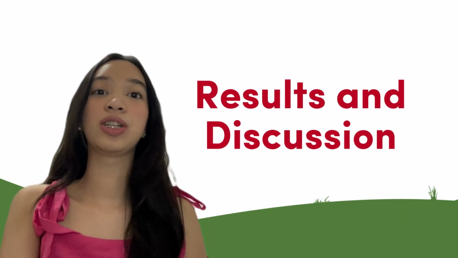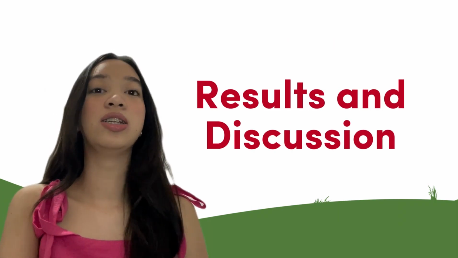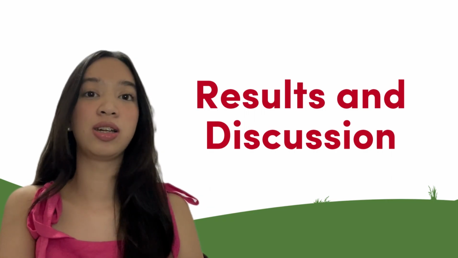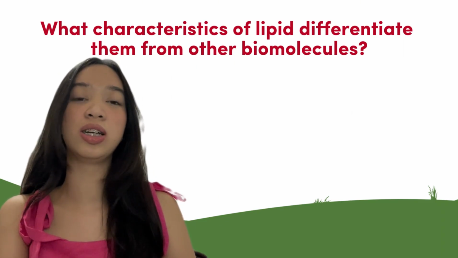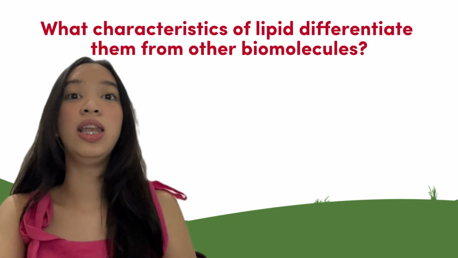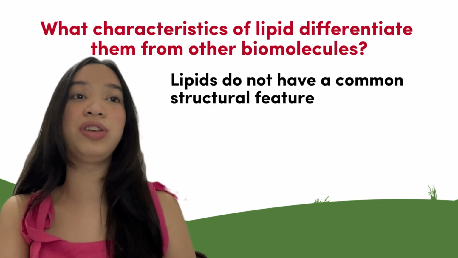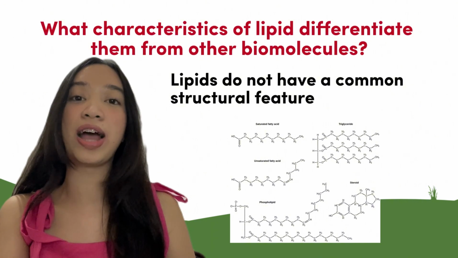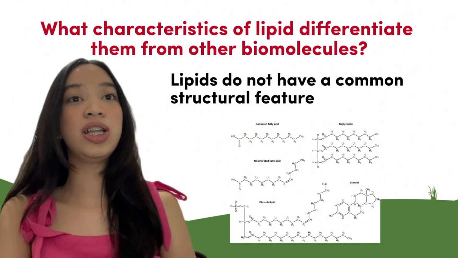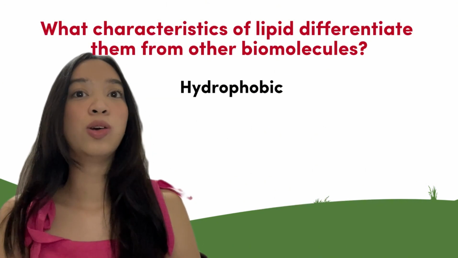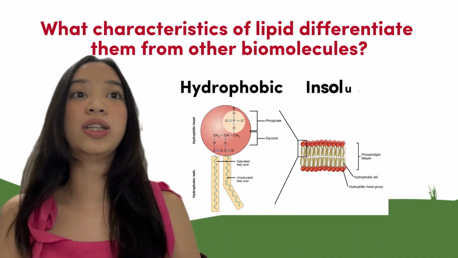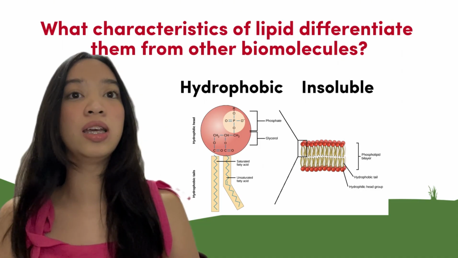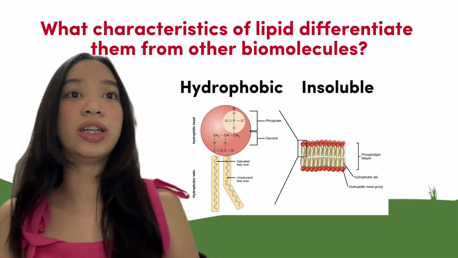Moving on to the results and discussion, under this is the pre-lab and post-lab questions. For the pre-lab question 1, what characteristics of lipid differentiate them from other biomolecules? Unlike other biomolecules, lipids do not have a common structural feature that serves as a basis for defining such compounds. Additionally, lipids are hydrophobic, which is one of their primary characteristics. They are largely insoluble as a result of their poor water solubility, while proteins and carbohydrates have a high tendency to dissolve in water.